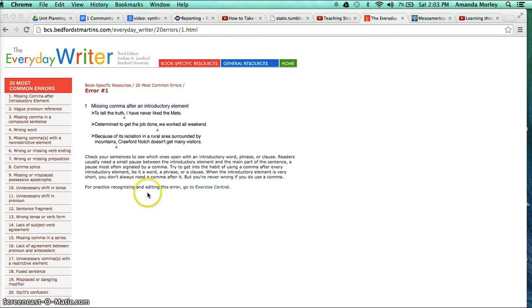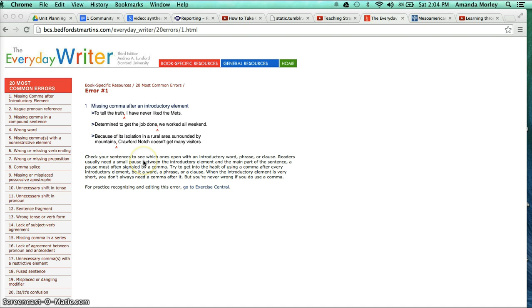So the first error, the most common error, according to research at Stanford University, is that we miss the comma after an introductory element. So what does that mean? What is an introductory element? An introductory element is something that starts the sentence off, but is not necessary to it, okay? So if we read these sentences, to tell the truth, I have never liked the Mets. If I remove the phrase to tell the truth, the sentence would simply say, I have never liked the Mets. That is a complete sentence. To tell the truth is an introductory element that provides more information but isn't necessary and therefore needs a comma after it. Okay? Let's go through and see this.